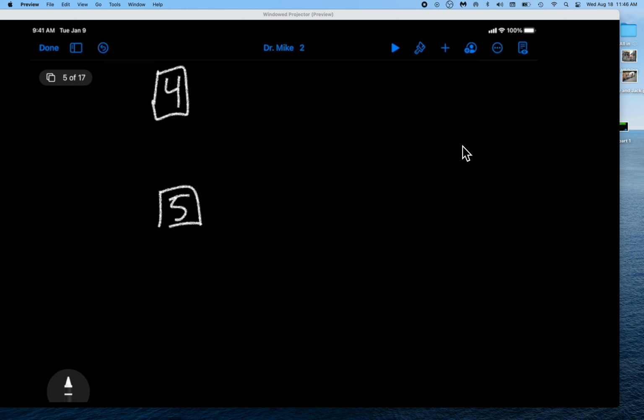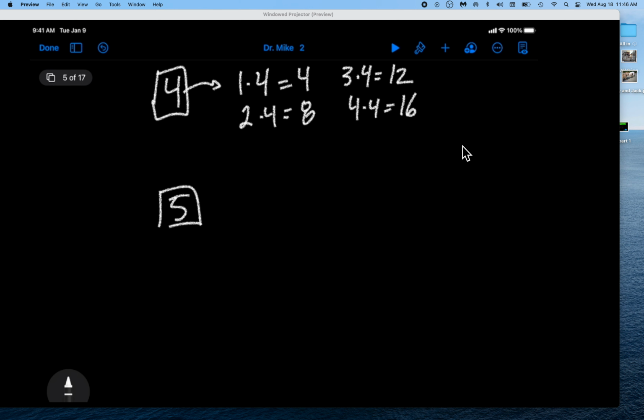With multiples, we get bigger. Here are the multiples of 4. Let's do the first few. 1 times 4 is 4. 2 times 4 is 8. 3 times 4 equals 12. 4 times 4 equals 16. 5 times 4 equals 20. Let's stop there.